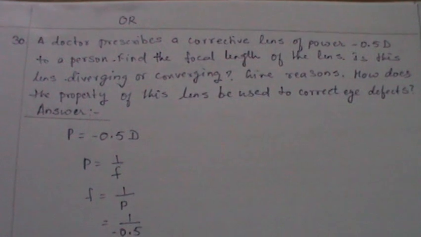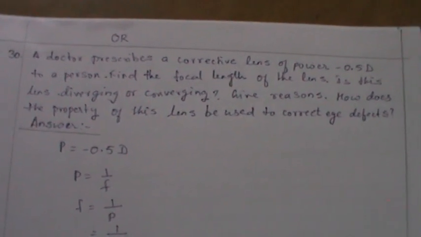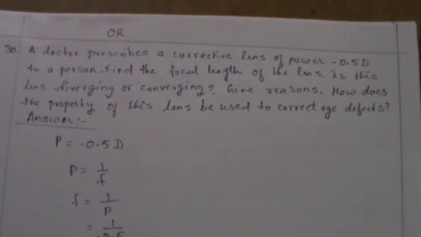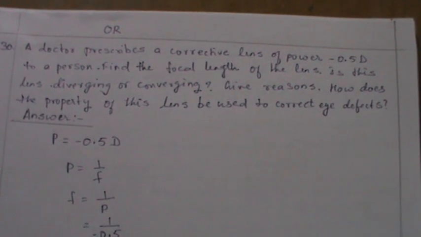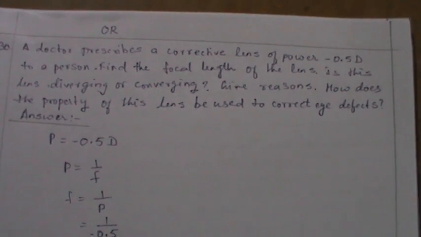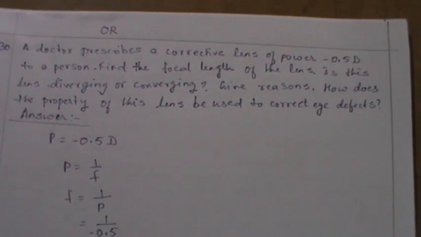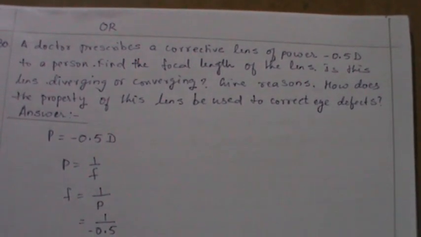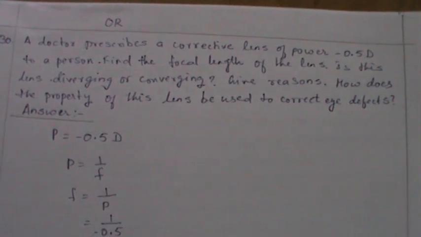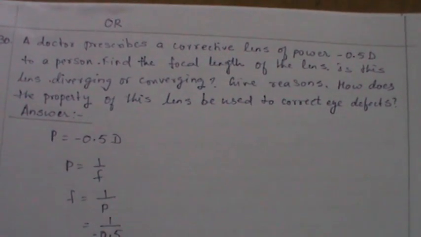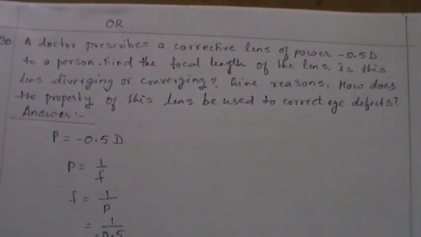Question number 30. A doctor prescribes a corrective lens of power minus 0.5 D to a person. Find the focal length of the lens. Is this lens diverging or converging? Give reasons. How does the property of this lens be used to correct eye defects?